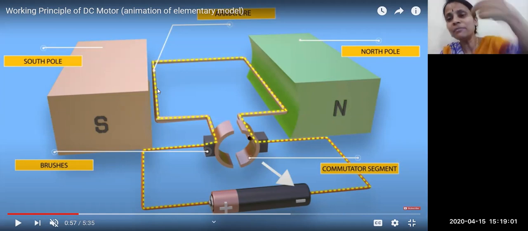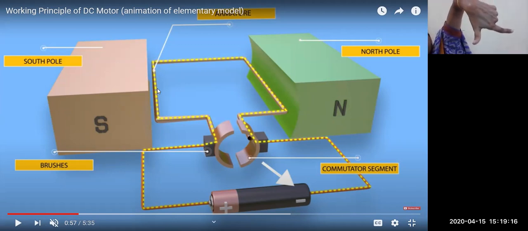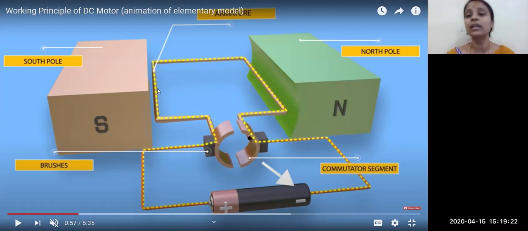And for the same reason, if I keep my hand like this, you see, the field is still the same, from my right to left. Current is towards me. So where is the direction of my thumb? Please look at that small window where I'm showing my hand. The thumb is in the downward direction. So that part of the coil which is closer to north will move down, and that part of the coil which is closer to south will move up.